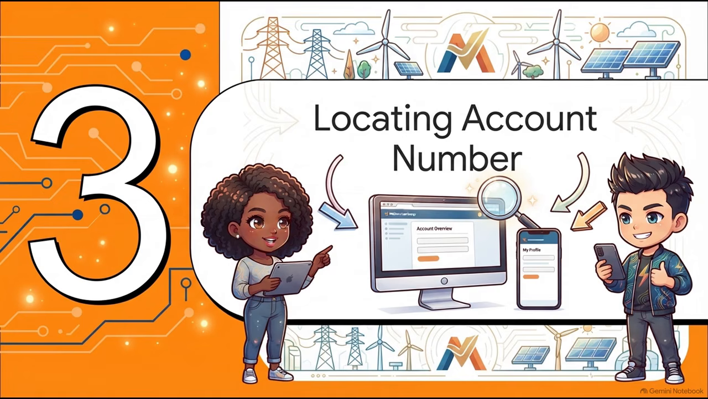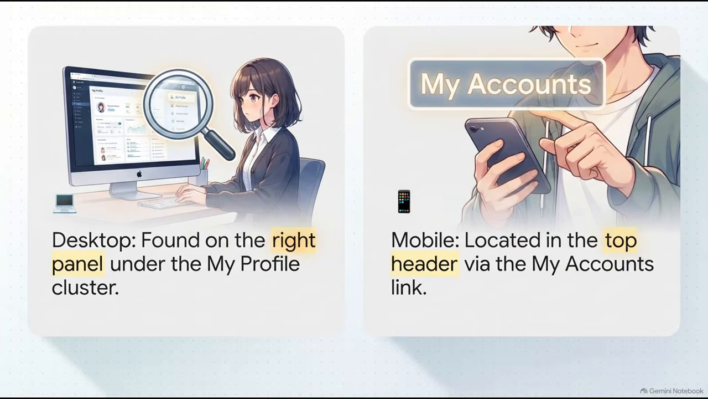Section 3. Locating your account number. Desktop versus mobile layouts. Okay, you're officially logged in, but where exactly is the account number? Well, the interface actually changes dynamically based on the device you're holding. Notice the clear difference here. If you're on a desktop or tablet, you're going to look over to the right-hand panel. The 10-digit number is nested right under the My Profile information cluster. But if you're using a mobile browser, that whole right-hand panel completely collapses to save space. So instead, you need to look at the top navigation header and tap the dedicated My Accounts link to reveal your number.